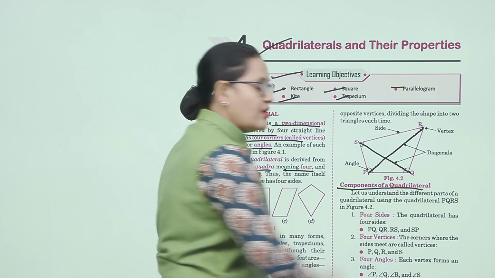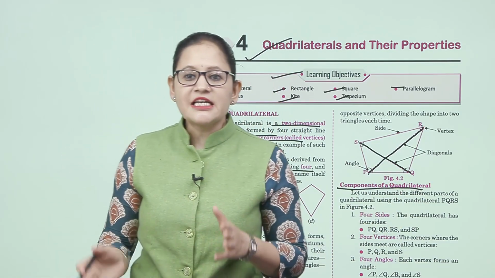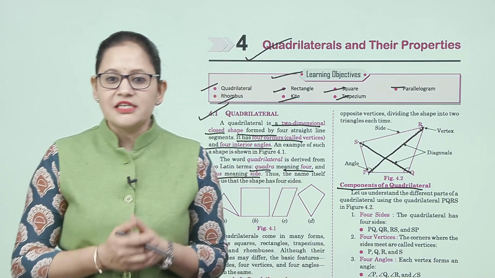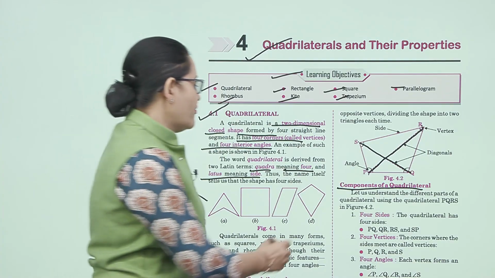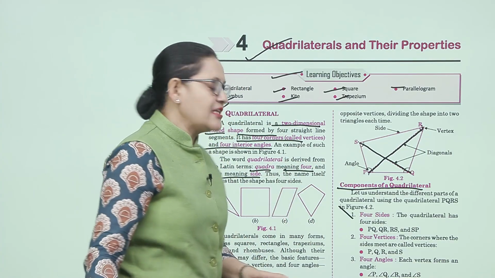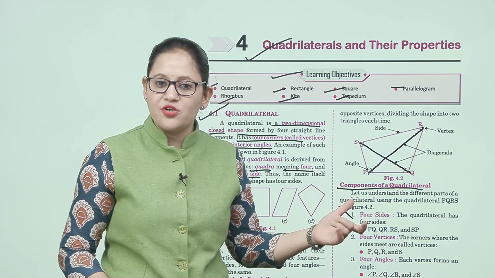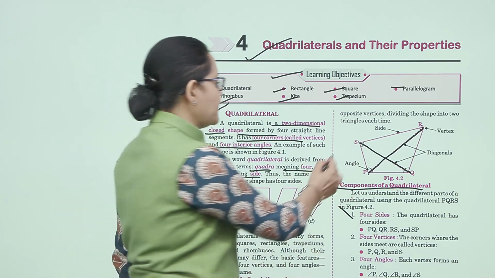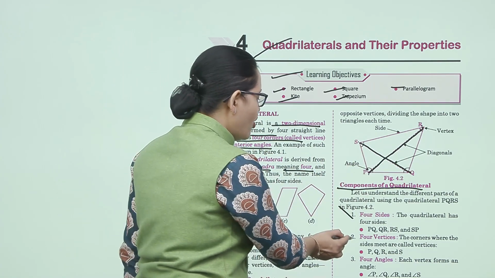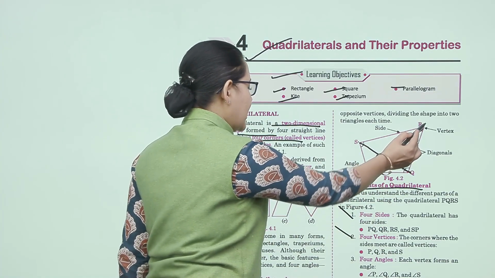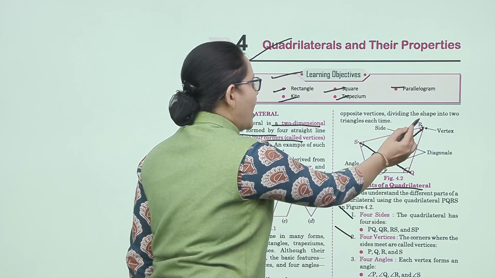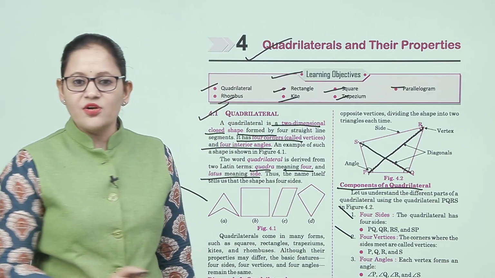Now, components of the quadrilateral. Let us understand the different parts of the quadrilateral using quadrilateral PQRS in figure 4.2. 4 sides: the quadrilateral has 4 sides. You can see PQ, QR, RS and SP are the 4 sides of the quadrilateral. 4 vertices: the corners where the sides meet, that is P, Q, R and S, are the vertices of the quadrilateral.